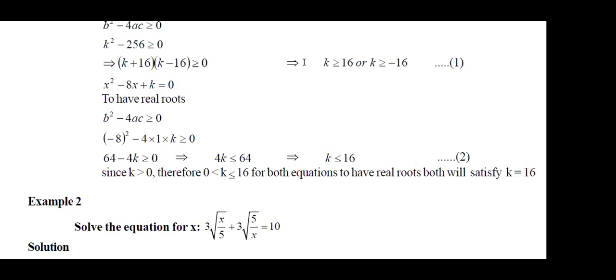Now, let's try to solve one problem. Let's try to solve one very famous problem. Try to solve this one. I hope everyone remembers the concept of infinite type of problems. Yes or no? Tell me. I hope all of you remember the concepts.